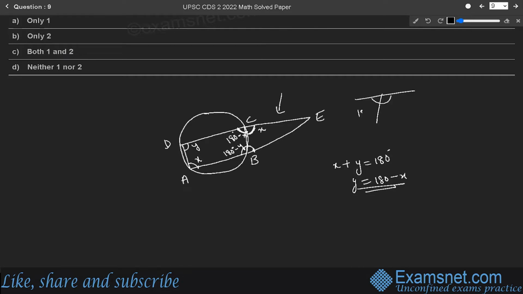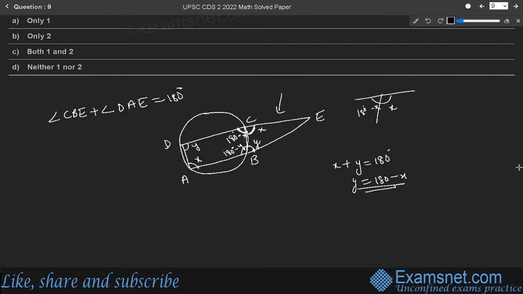So if one portion is 180 minus x, then another will be x. Similarly, this portion will be y, because this is 180 minus y. So the remaining portion will be y. Now you can see that in statement 2, it is given that angle CBE plus angle DAE is equal to 180 degrees. Angle DAE is x and angle CBE is y.